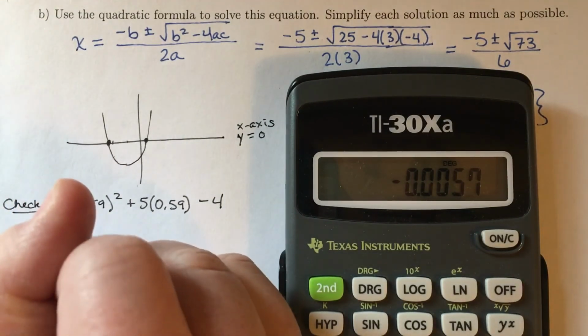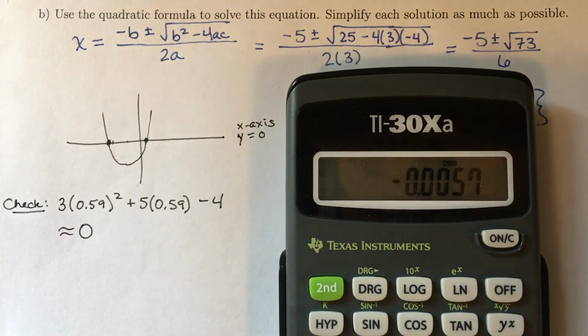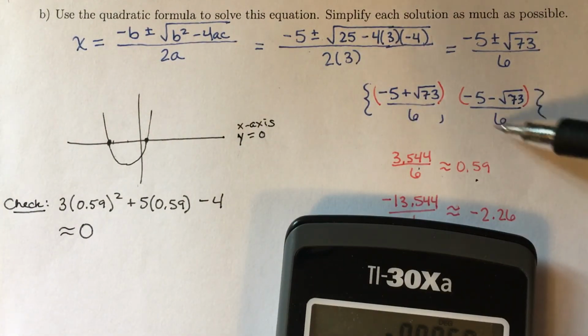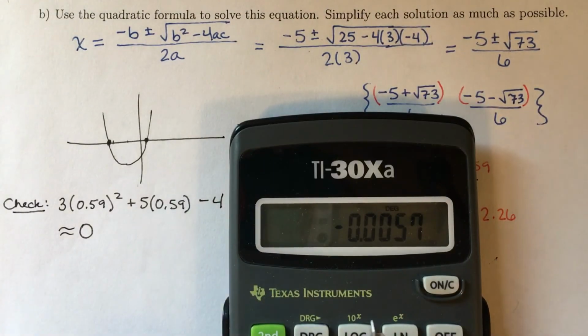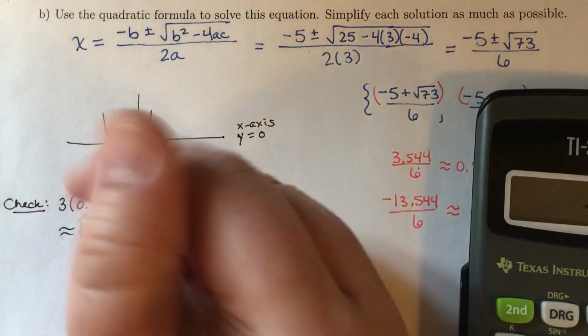So the goal would be for this to equal 0. Because we rounded and we weren't using this exact value with the square root of 73, the calculator's not giving me exactly 0, but it's a number really, really close to 0, so that's good enough.